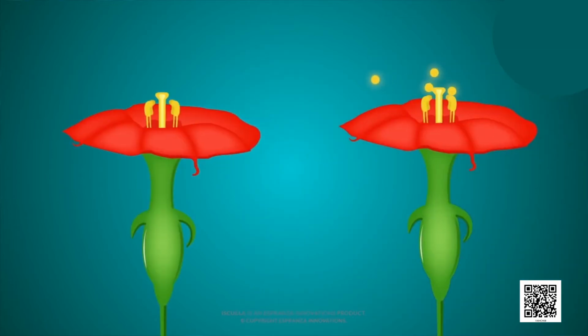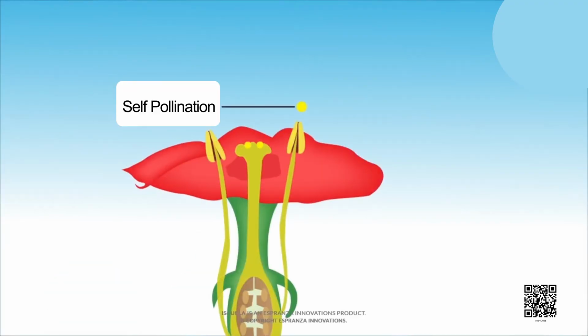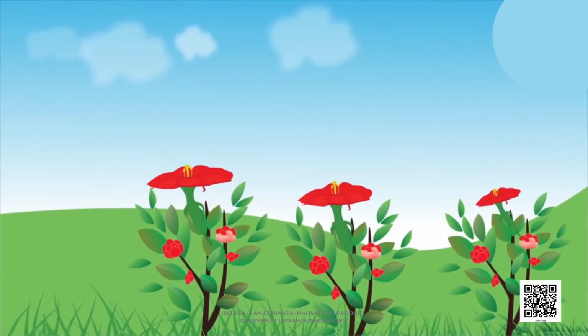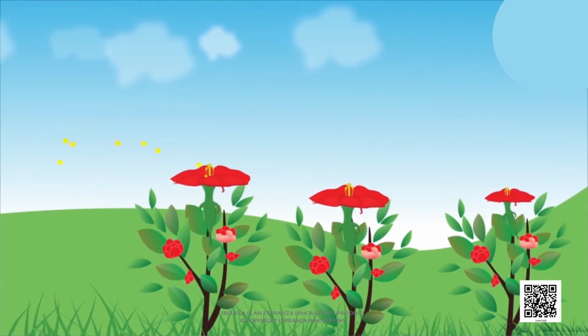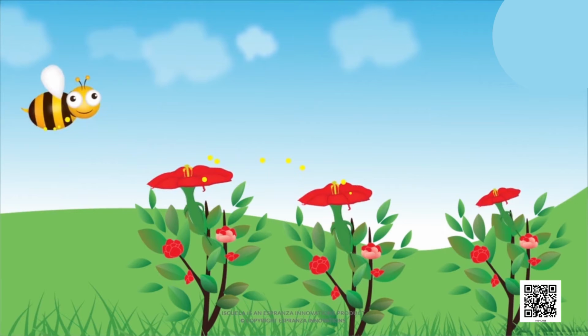The pollen needs to be transferred from the stamen to the stigma. This transfer of pollen from one flower to another is achieved by agents like wind, water and animals. If this transfer of pollen occurs in the same flower, it is referred to as self-pollination. On the other hand, if the pollen is transferred from one flower to another, it is known as cross-pollination. Bees also play an important role in pollination.